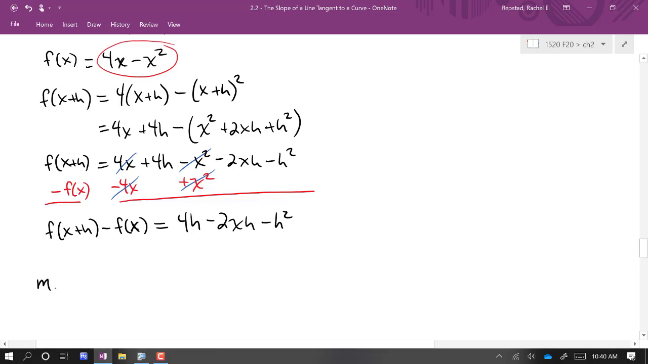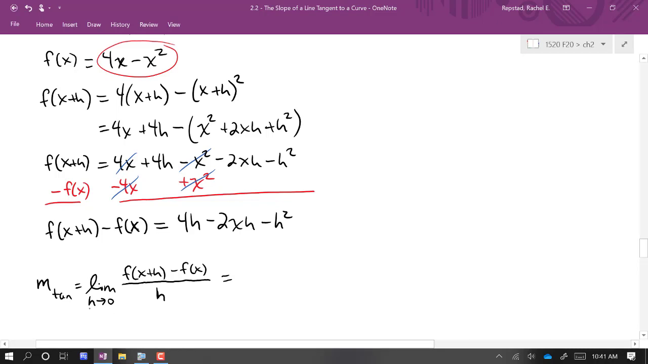So m tan is the limit as h approaches 0 of f of x plus h minus f of x all over h. Every time I do one of these, I write this limit out fresh like this, because I know this is something I should know, and if I write it every time I need it, then it's unlikely that I'll forget it when I need to know it.